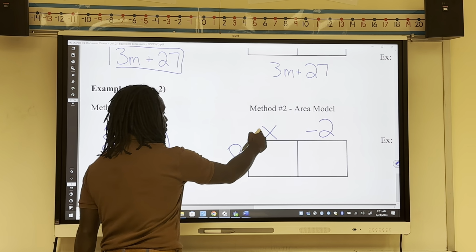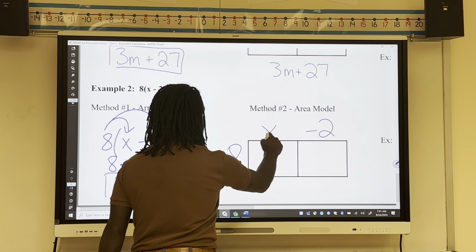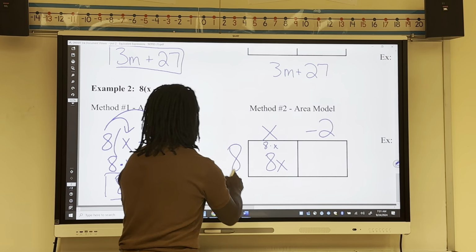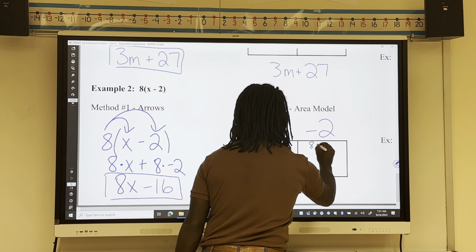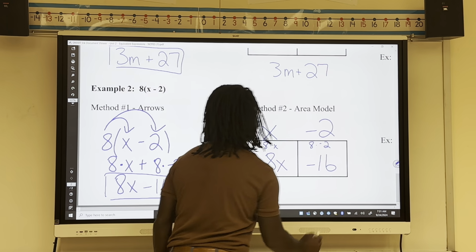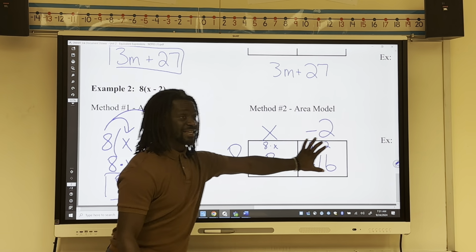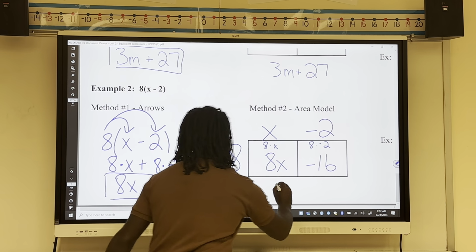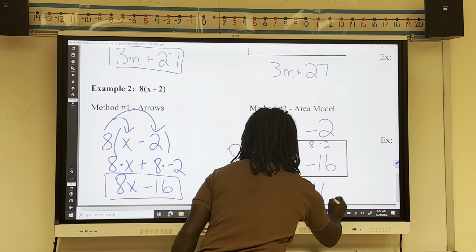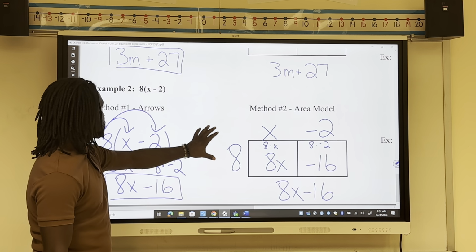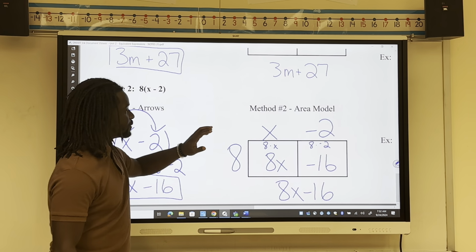So I'm going to multiply to find the area of this one. I'm going to do 8 times x, and that's going to give me 8x. And then I've got to do 8 times negative 2, and 8 times negative 2 is going to give me negative 16. And then I'm going to add these two together, all right? So 8x plus negative 16 is just going to give me 8x minus 16, all right? And so friends, that is how you do these two examples.